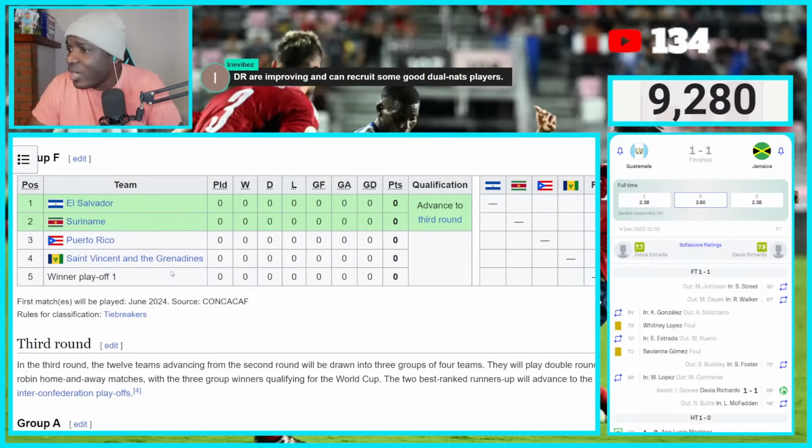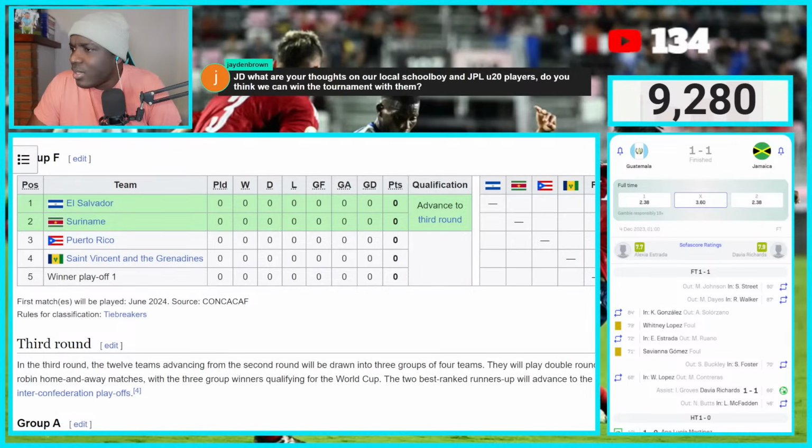Do you think we can win the tournament with them? We don't have that. We don't actually have that. We have a mixture of players going in. You understand me? We have a mixture of players going in. And I think that they're gonna try their best, Jaden Brown, and I'm hoping that they do show some levels, so it helps them.